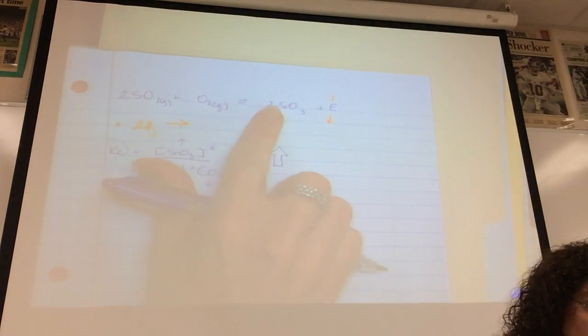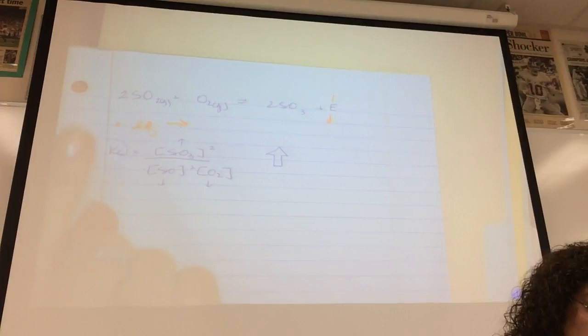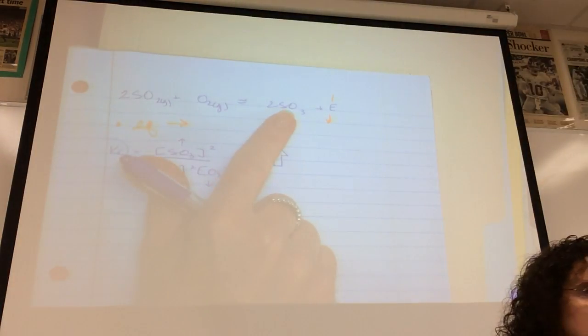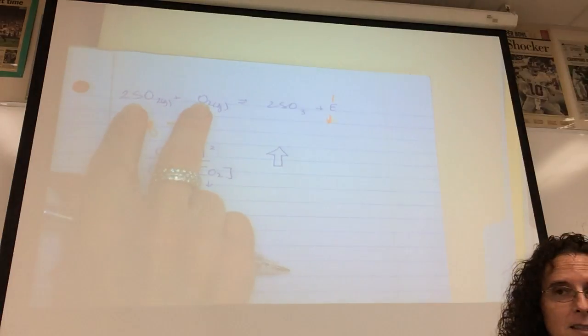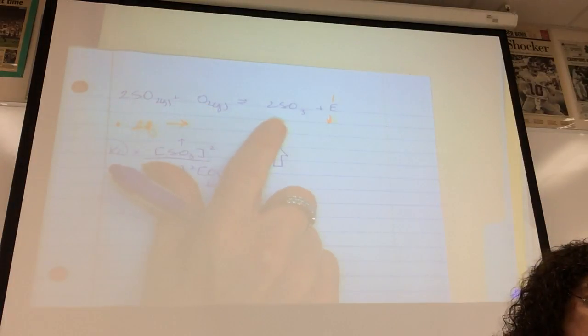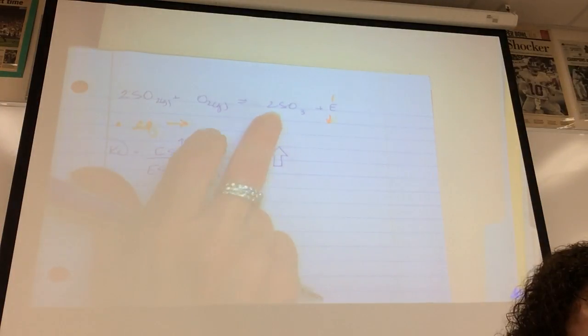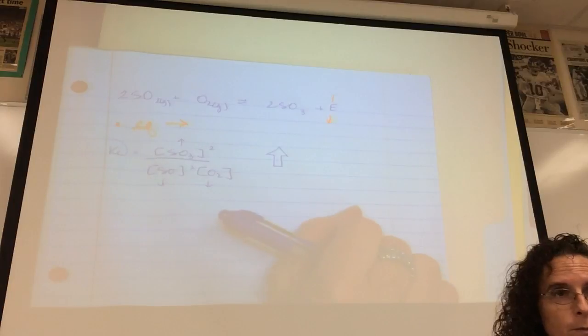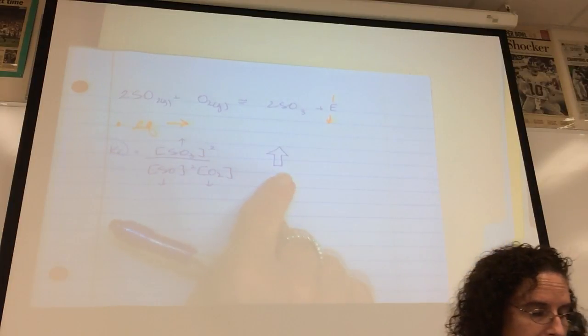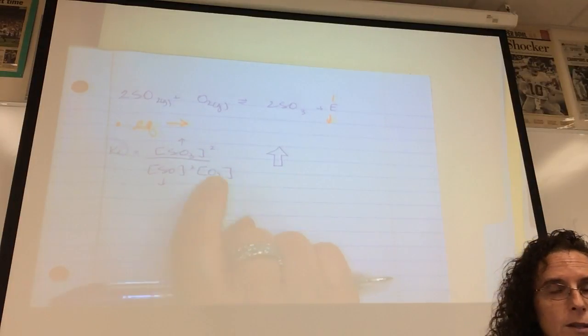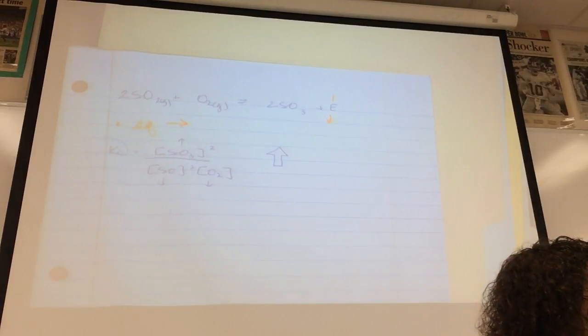Whenever you shift forward due to temperature alterations, Kc will increase because the amount of product has increased, the amount of reactant has decreased. Whenever you shift in the reverse direction, you'll generate more reactant, you'll take away product, so the Kc value will decrease. So forward results in a Kc increase, reverse results in a Kc decrease.